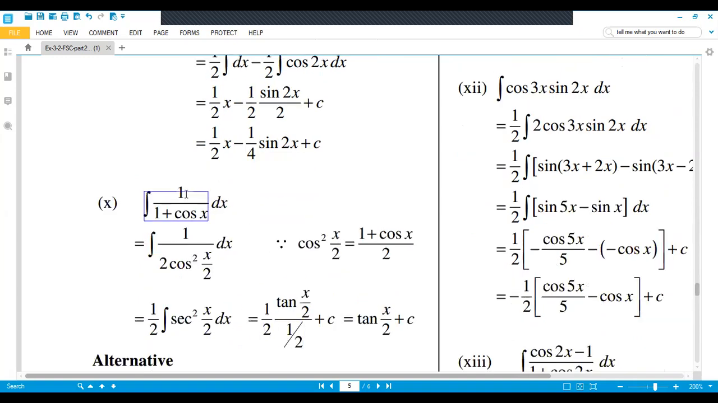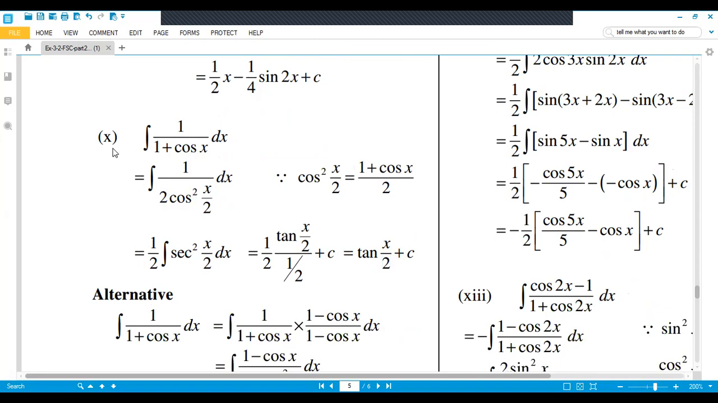In the 10th part you are given 1 over 1 plus cos x dx. So you know that 2 cos square x over 2 is 1 plus cos x, where the 2 is divided here when we shift it to the other side. So you put this value: 1 over cos square means secant square x. The integral of secant square is tangent x over 2, and the further derivative of x over 2 is 1 over 2, which we divide here. So this 2 and this 1 over 2 cancel with each other. So we get tangent x over 2 plus c.